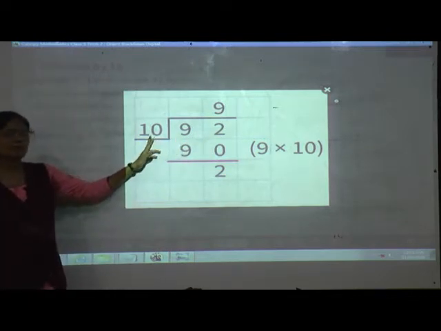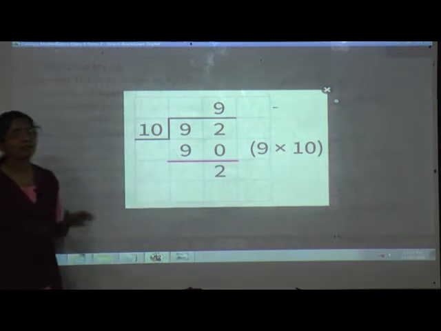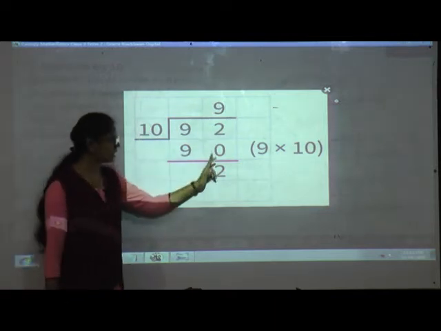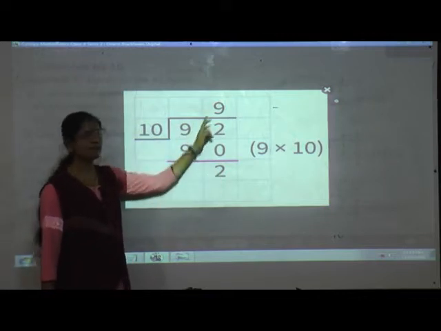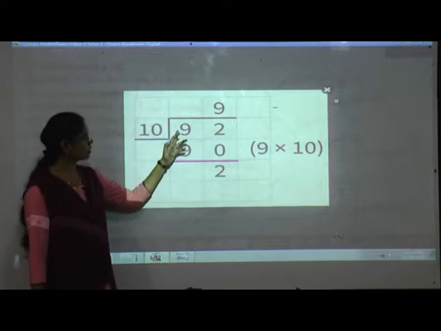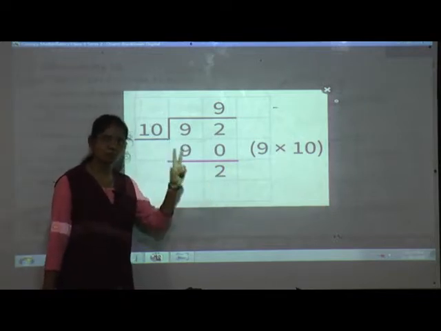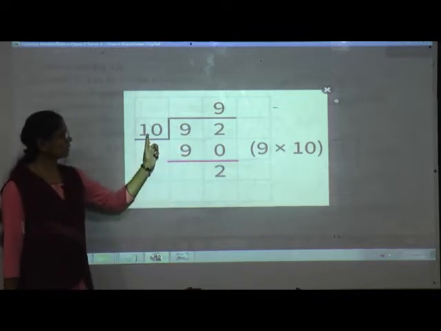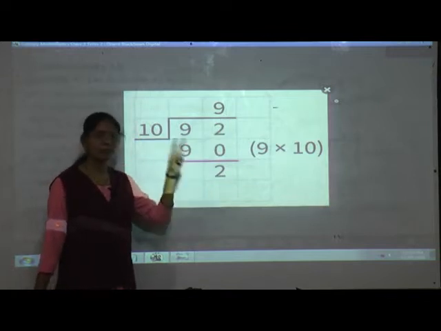Now you have to see the table of 10. In the table of 10, is 92 there? No, 92 is not there. Then find out the number smaller than 92. In the table of 10, 90 is there. So 10 nines are 90. Now do the subtraction. 92 minus 90, what we will get? Remainder 2. So 92 divided by 10, the quotient is 9 and we got the remainder 2.